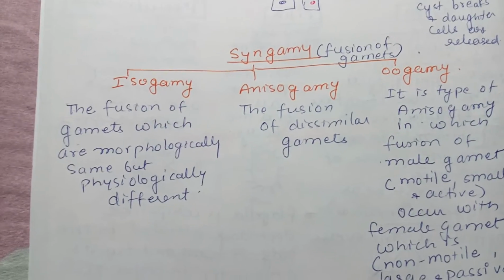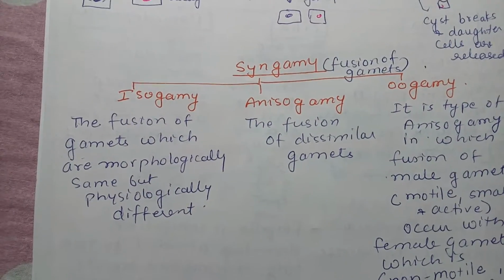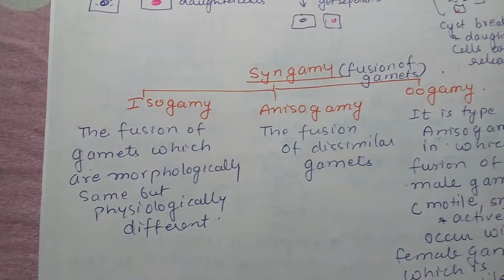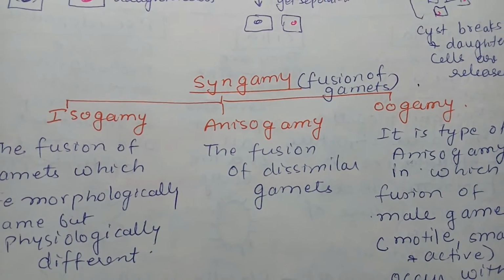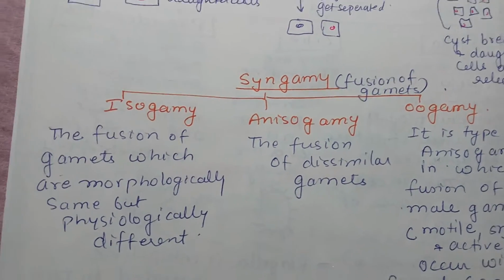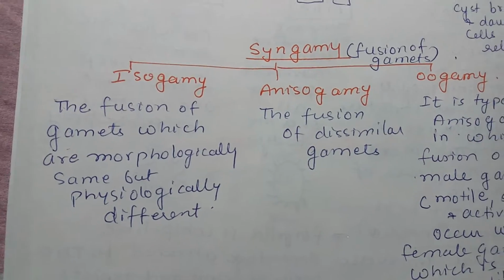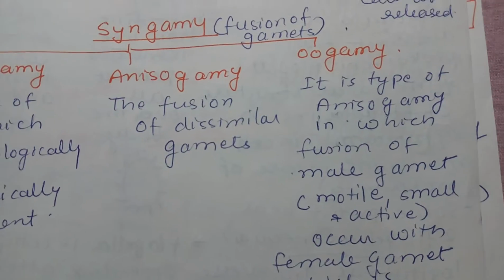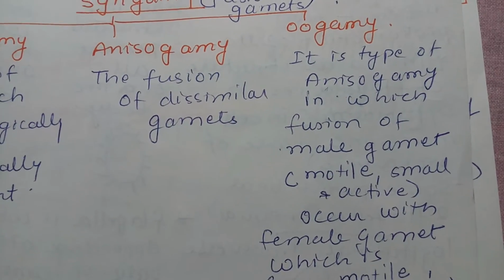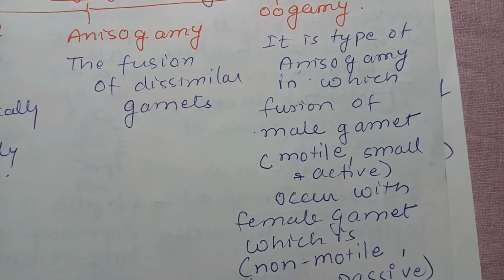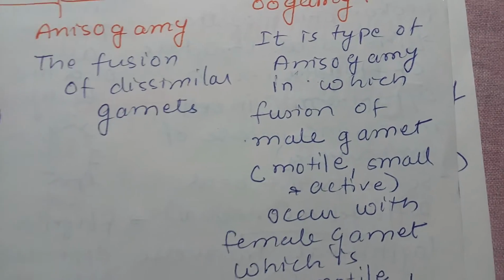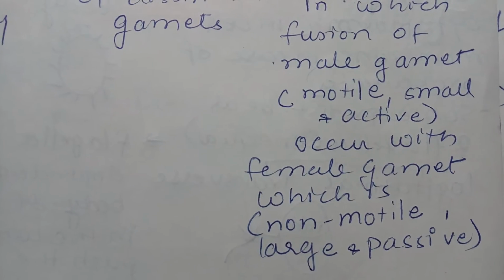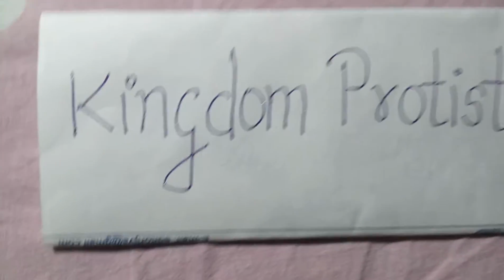Syngamy is the fusion of gametes. Fusion of gametes which are morphologically the same but physiologically different is called isogamy. When the fusion of dissimilar gametes, dissimilar in many aspects, takes place, it is called anisogamy. Oogamy is a kind of anisogamy in which fusion of male and female gametes occurs, where the male is motile, small and active, and the female is non-motile, large and passive.